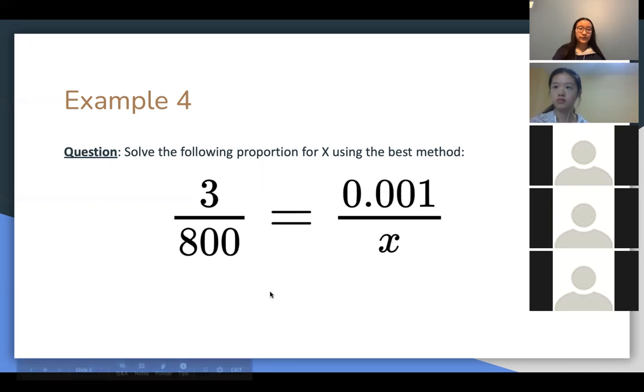All right, I'll give you guys another hint. So when you're using cross multiplication, you should multiply the 3 by the x and put that on one side of the equal sign, and then multiply 800 by 0.01 and put that on the other side. And then solve it like you would a normal one variable equation.